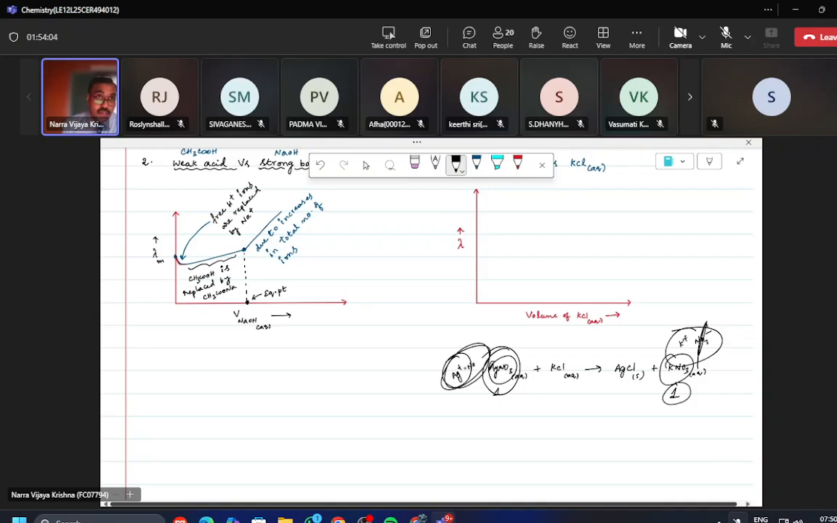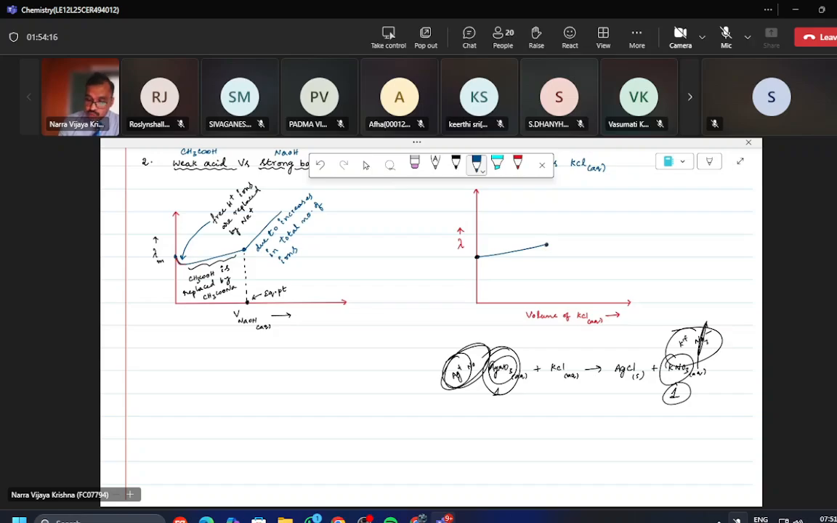AgNO3 is a good electrolyte, so initial conductance is high. Compared to Ag plus, K plus conductance is more. So why is there an increase in conductance? Because Ag plus aqueous is replaced by K plus aqueous. That's why you will find an increase in conductance.